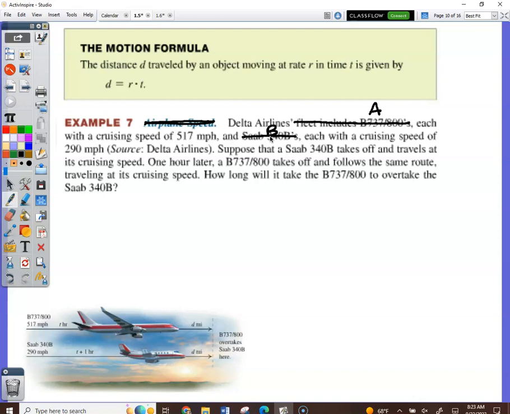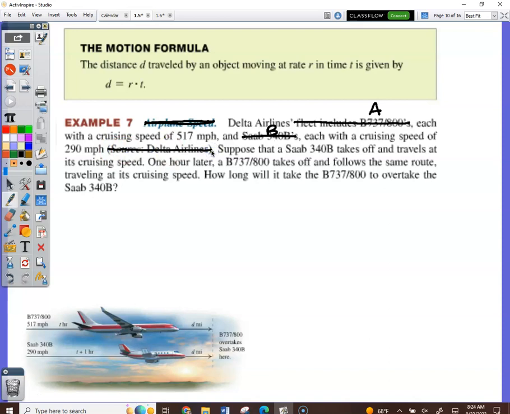I know plane A goes what? Cruising speed of 517 miles per hour. And then plane B goes cruising speed of 290. Now doesn't that sound a lot less intimidating? Just by renaming it with a big old capital letter. Okay. Let's keep reading. We don't care about the source, right?